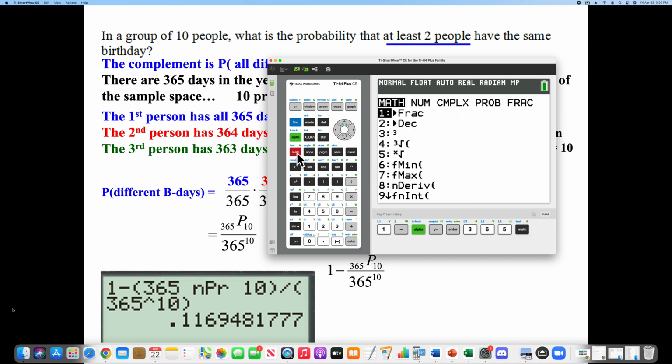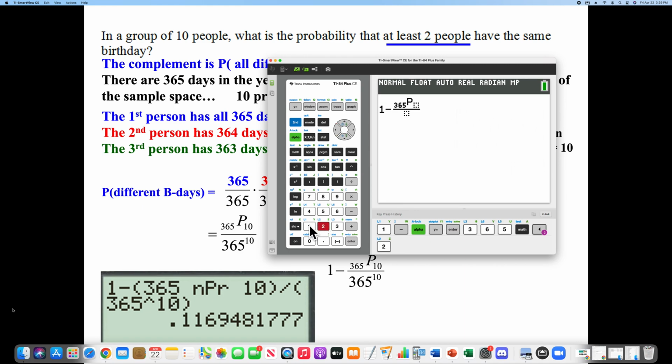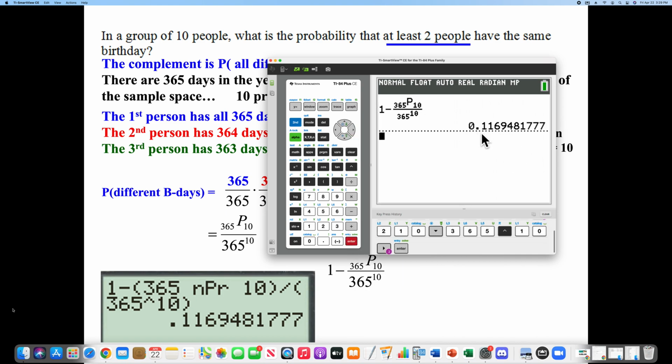365 math, go over to probability, permutation number 2, put in 10, go to the bottom, 365 raised to the 10th power, and we can hit enter. And you still get the same decimal. All right?